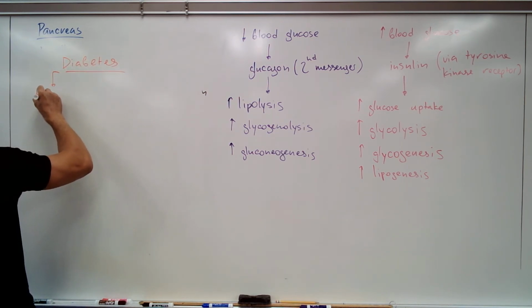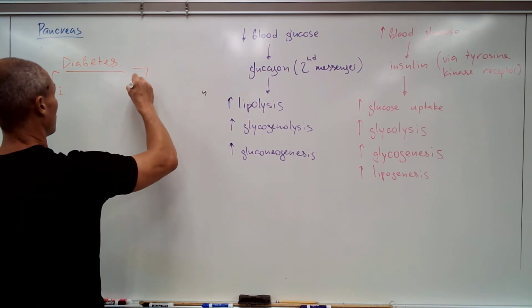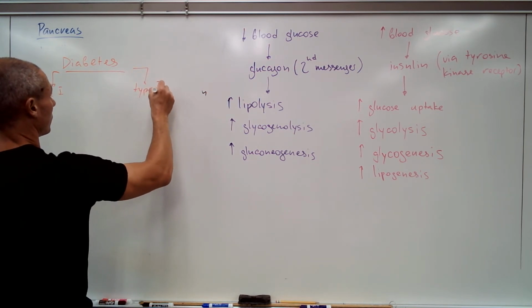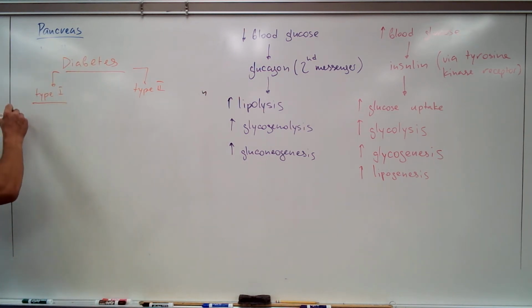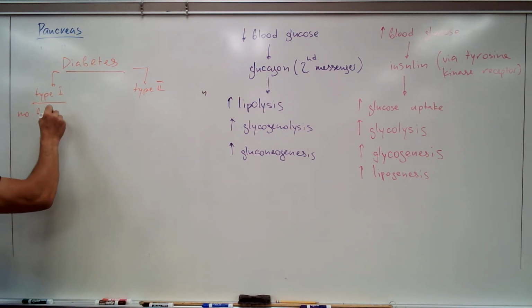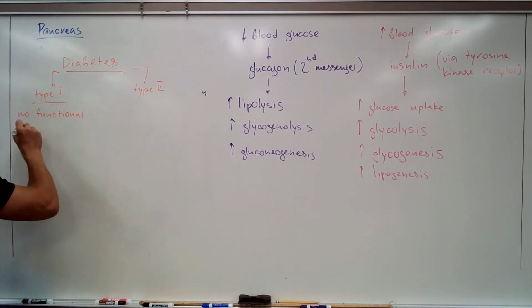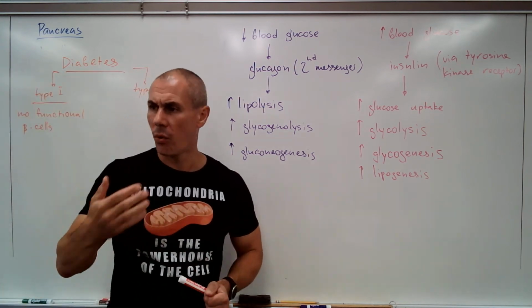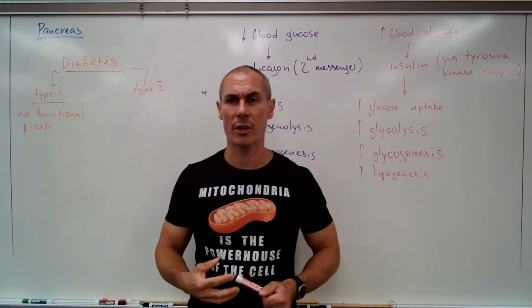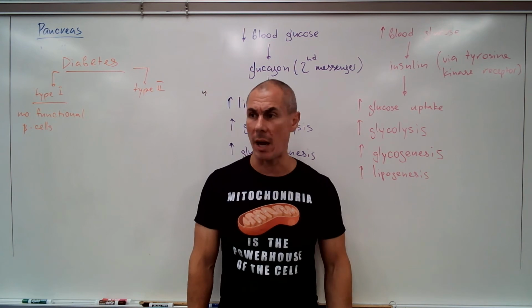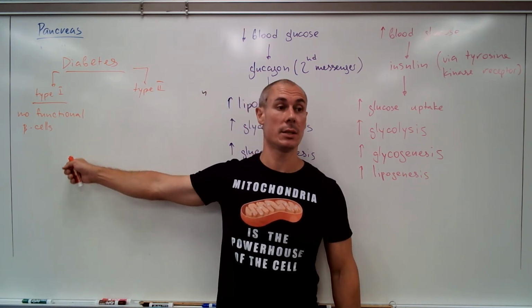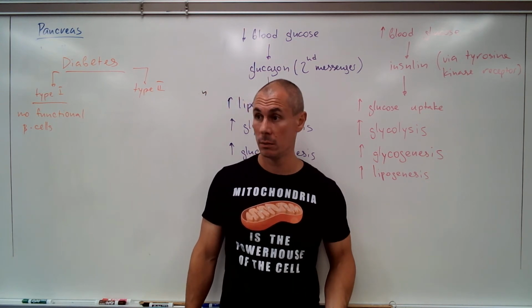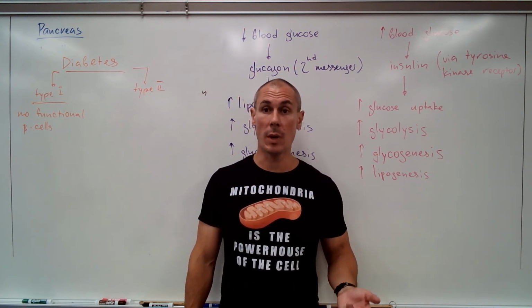There are two types, type 1 and type 2. So in type 1, what's the problem? No functional beta cells. Now, look, I make it a little bit over the top when I say no functional, it's more like a very much reduced amount of beta cells. Does that make sense? This is juvenile diabetes. It's usually diagnosed pretty early.